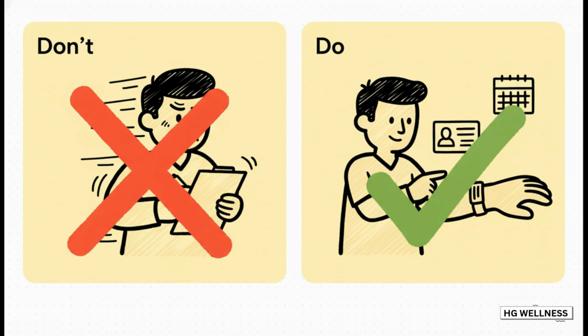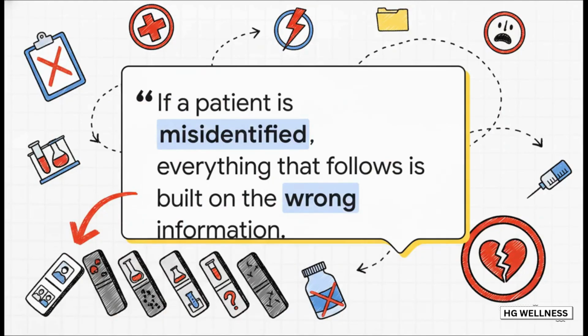The gold standard, the best practice, is the 2 identifier rule. You must actively confirm the patient's full name and their date of birth, and you have to cross-check it against their records or their ID band. No shortcuts. This quote really captures the stakes, doesn't it? Just think about that for a second.